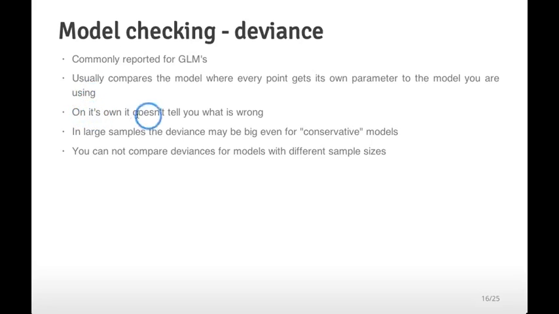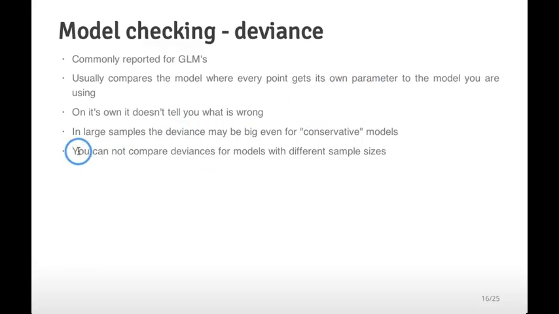On its own, it doesn't tell you what's wrong. In other words, the deviance is just a number. It doesn't tell you in what way your model is wrong. It just might tell you that your model is wrong. And in particular, you might have a model that's okay, in other words, it's conservative. You get okay statistical inference in the sense that you don't get a lot of false positives. In that case, you might still get a very large deviance because the deviance is measuring the difference from the perfect model, the model where there's a parameter for every data point.